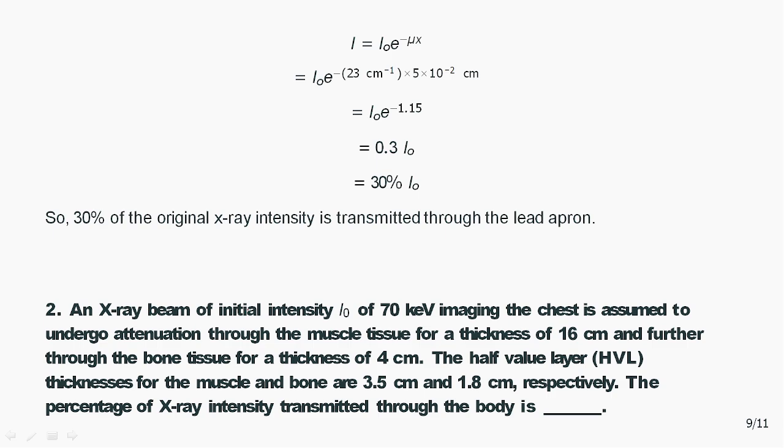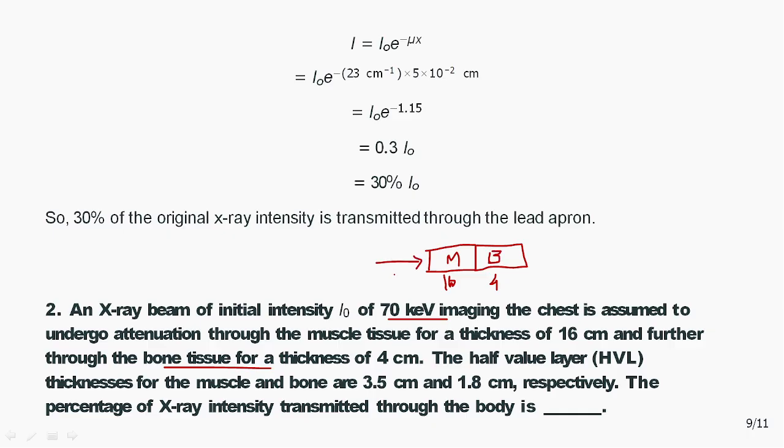Second question: an X-ray beam of initial intensity I naught, at 70 kilo electron volt, imaging the chest, is assumed to undergo attenuation through muscle tissue, let's say M, of thickness 16 centimeter, and further through bone tissue of thickness 4 centimeter. Means here we have two different layers. One is muscle, another one is bone.